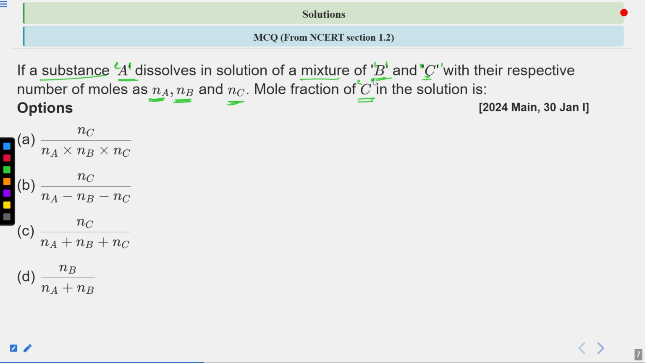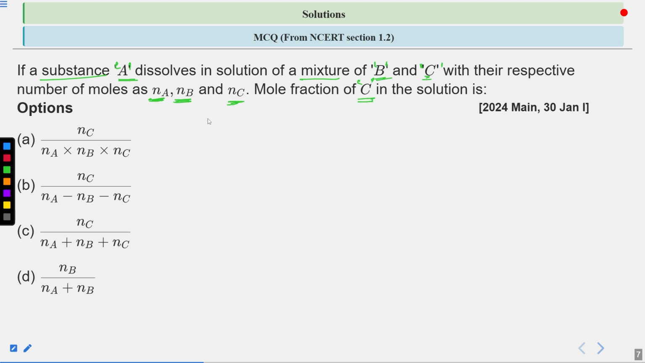So we are talking about mole fraction first of all, where we talk about the moles ratio of solute and solvent. And in the question, we are saying that we are taking a substance A, which we are dissolving into the mixture of B and C, and they have their respective numbers of moles, represented by Na, Nb, and Nc. You just have to tell the mole fraction of C which is present in the solution.